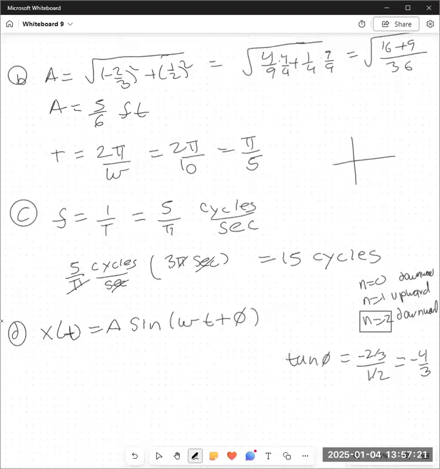So this is how we know that this was negative 2/3, and this is 1/2.